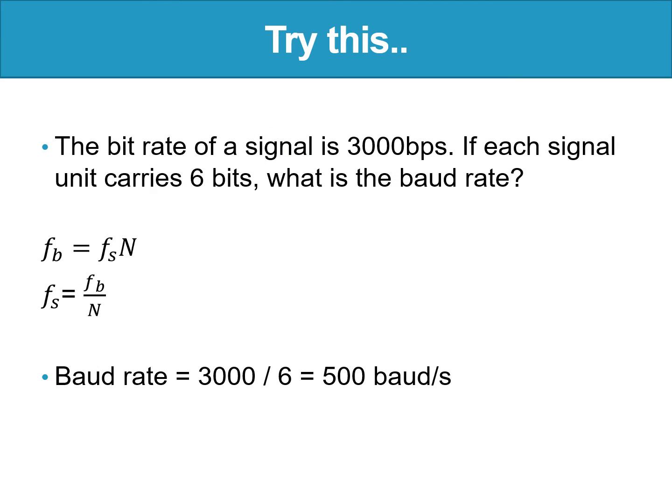So let's try this. The bit rate of a signal is 3000 bits per second if each signal unit carries 6 bits. What is the baud rate? So just rearrange the equation of bit rate. We know that Fb is equal to Fs times n, so Fs is equal to Fb divided by n. Then the baud rate is 3000 bits per second divided by the number of bits, and the answer is 500 bauds per second.